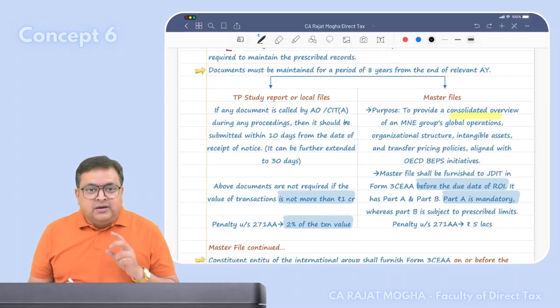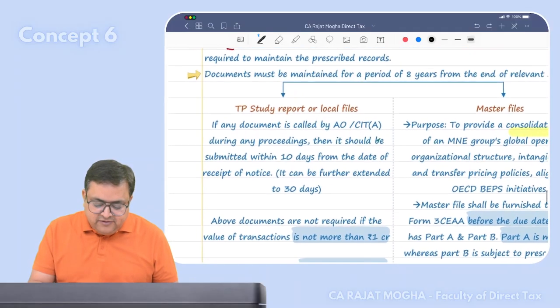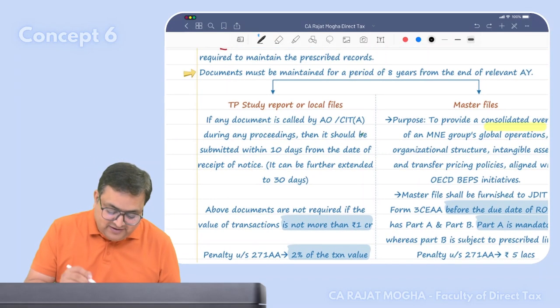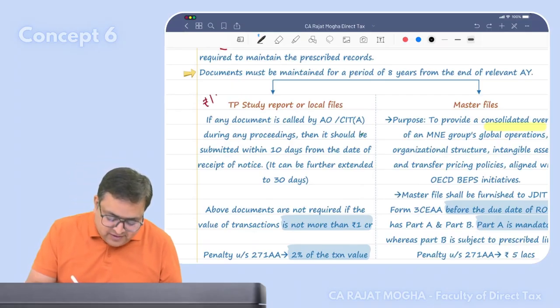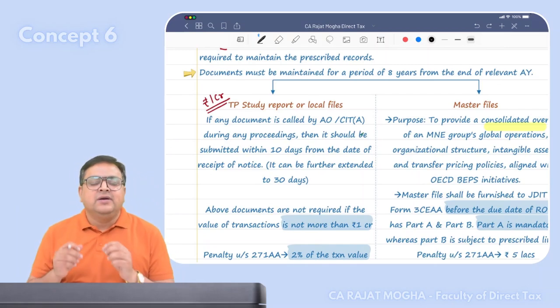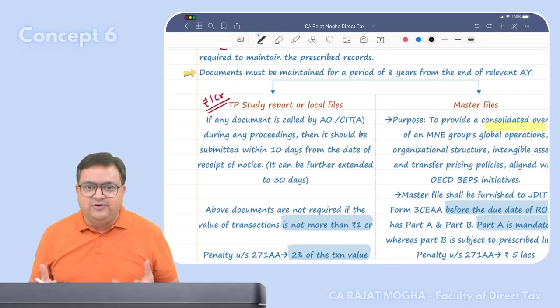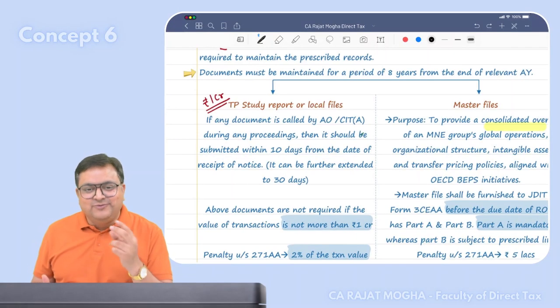This is very important: this file you have to maintain only if your value of transactions is more than 1 crore. Again, 1 crore is repeated over here. See, 1 crore we have done in secondary adjustment. Here also there is a limit of 1 crore. So if your value of transactions exceeds rupees 1 crore, whether international or specified domestic transaction. See, specified domestic transaction will not work over here. Why? Because there the transaction is more than 20 crores. Obviously, their transaction is more than 20 crores there.